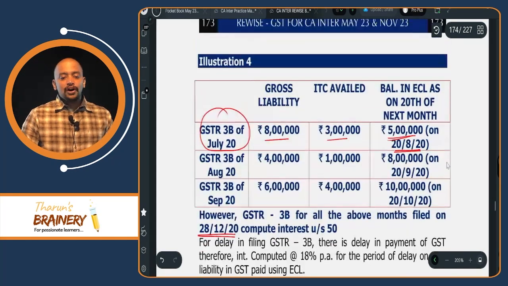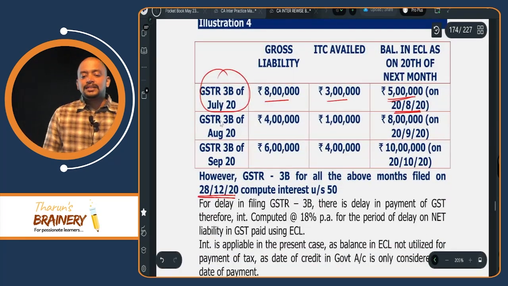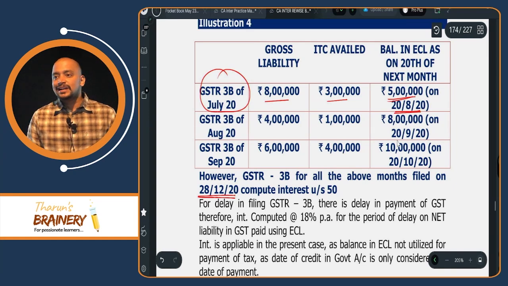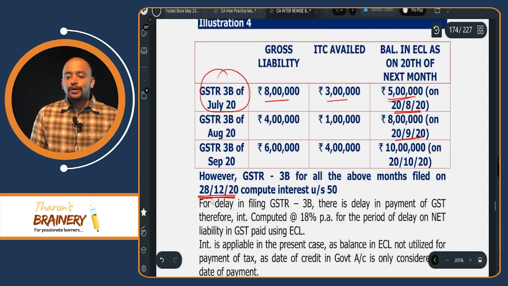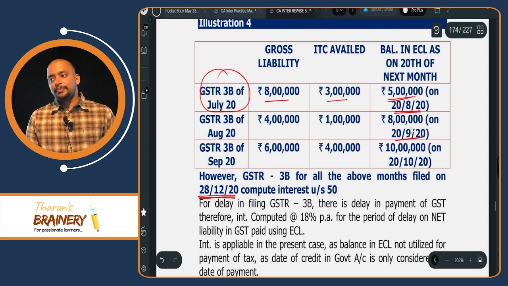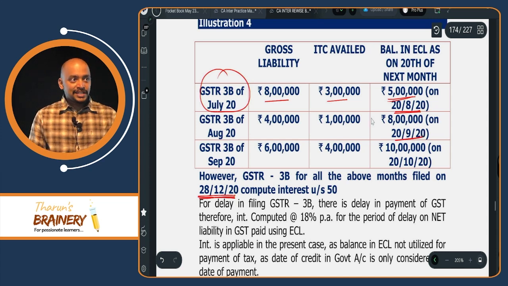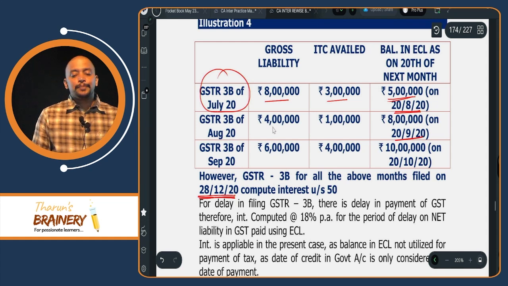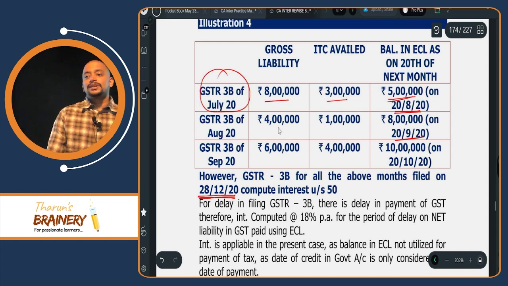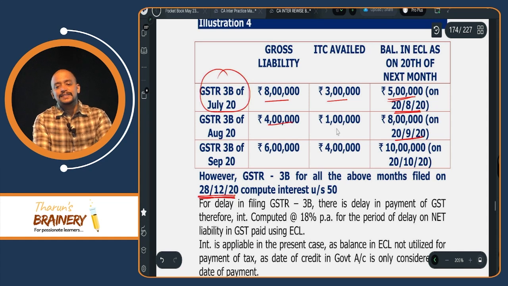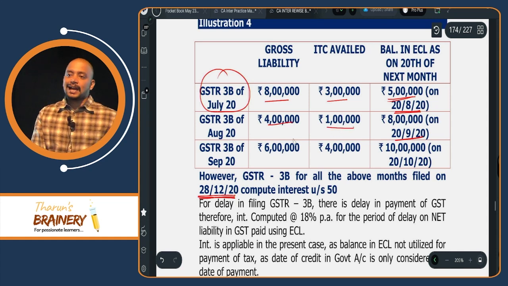Same way, for August month, 3B, they should have filed by 20th September. But they filed on 28th December. So we need to count interest from 21st September. So September 10 days, October 31 days, November 30 days, and December 28 days. For that period, we need to compute interest on what? Net liability. What is a net liability? 4 lakhs minus 1 lakh, that is 3 lakhs.